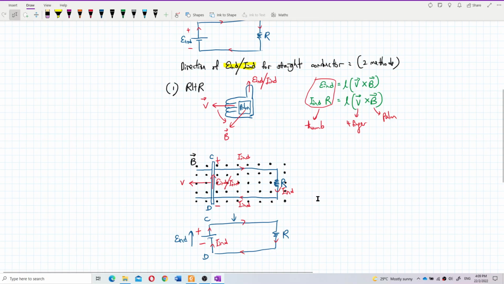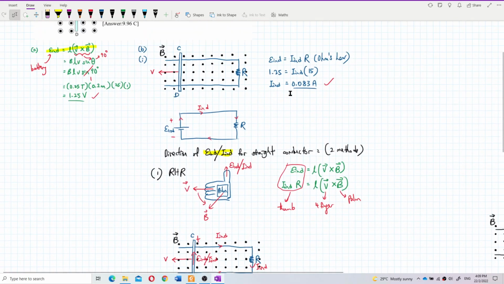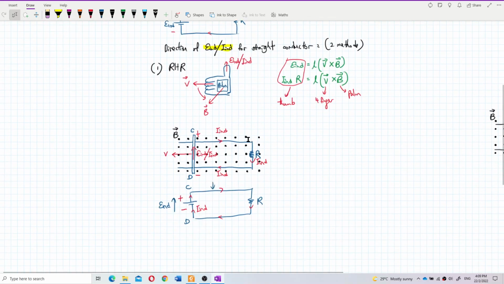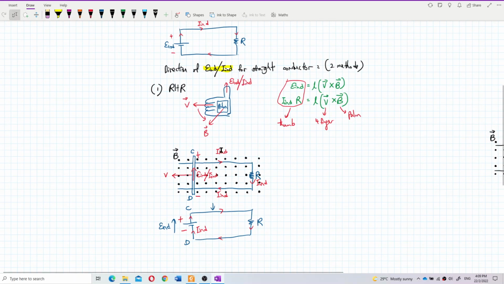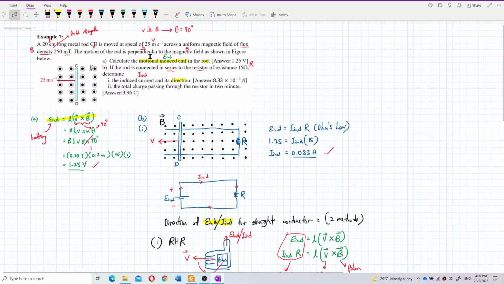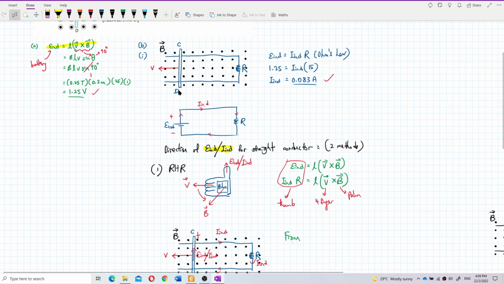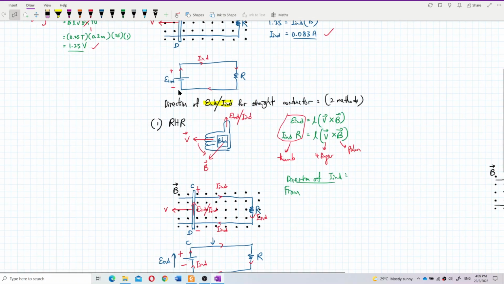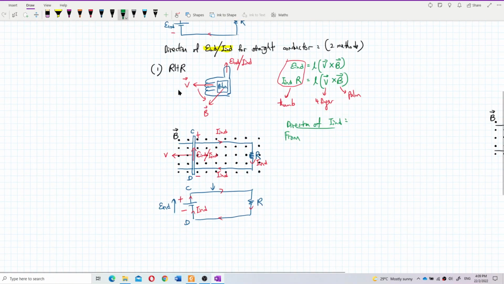Okay. So what is the direction of the induced current? The direction of induced current is from D to C. That's the answer. From D to C, or upwards.